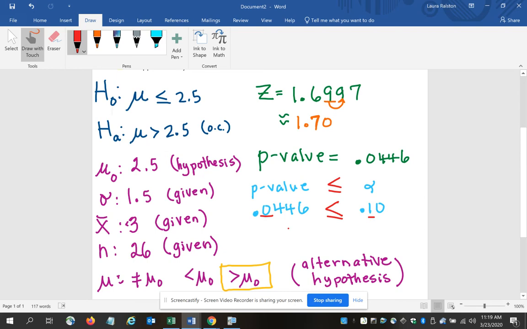And the guideline says if p is less than or equal to alpha, then we reject the null. Okay, so we're saying that our null hypothesis is false, which means based on the data we have, our alternative is true. And so then we write the final conclusion.